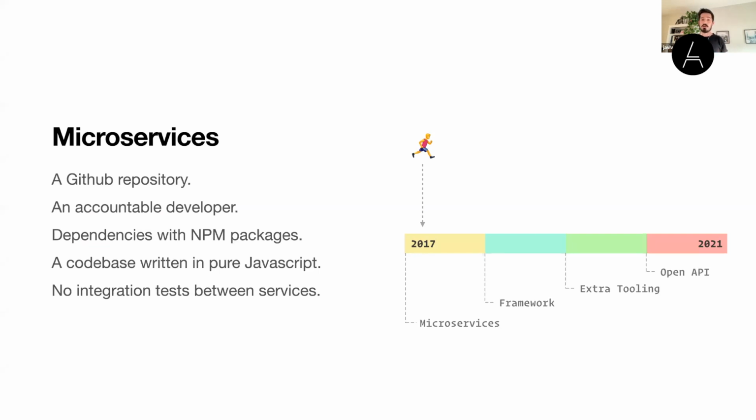or many people accountable for it, dependencies to a bunch of NPM packages, most of them private packages, a code base that could be written in JavaScript, TypeScript, JavaScript with Flow, and mostly no integration tests between services. And each of these microservices were obviously independently deployable.